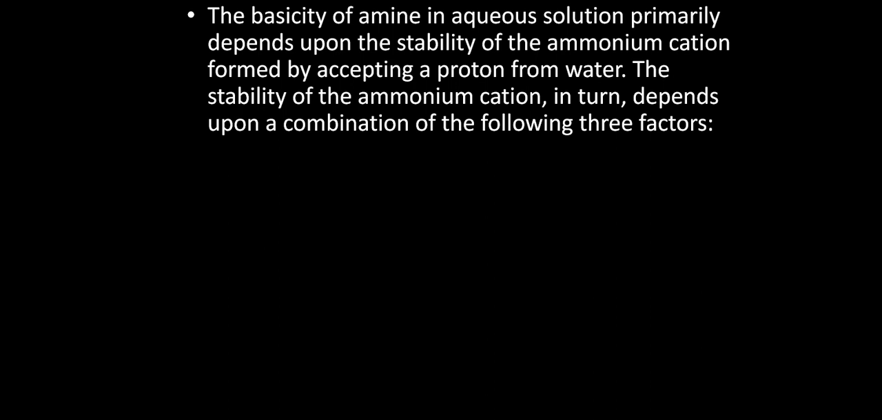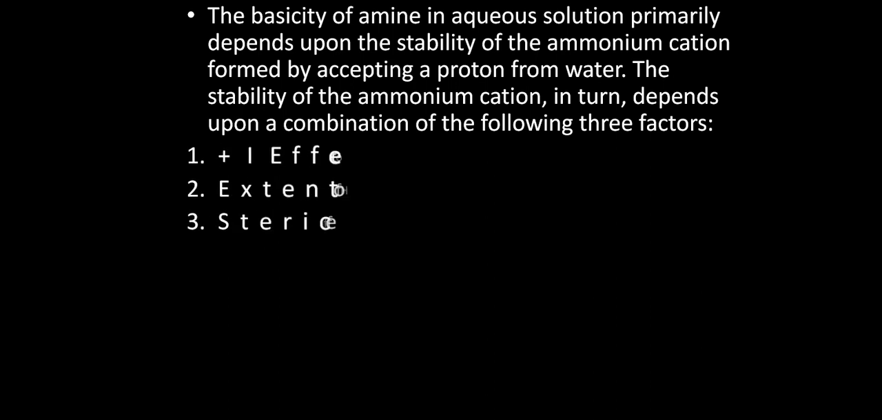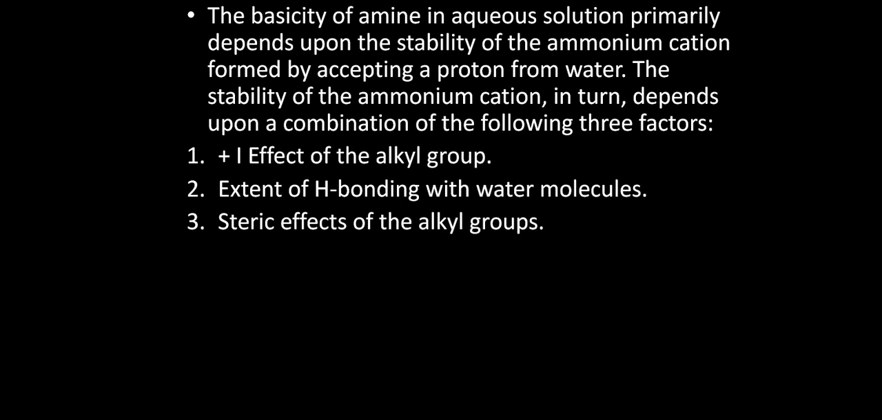The stability of the ammonium cation in turn depends upon a combination of 3 factors. The stability of that ammonium cation formed after accepting a proton from water decides whether the amine will be basic, less basic or the least basic. Those 3 factors are the plus I effect of the alkyl group, that is how electron donating the alkyl group is; the extent of hydrogen bonding with water molecules, which is what we call solvation; and the steric effect of the alkyl group, how bulky or big the alkyl groups are. So these are the 3 factors which decide it.